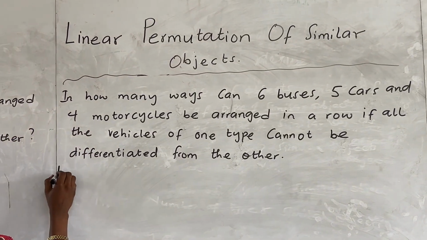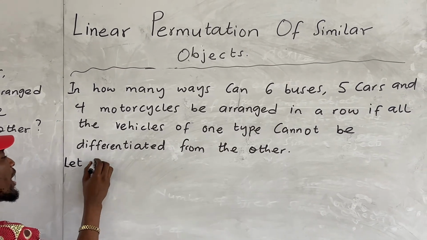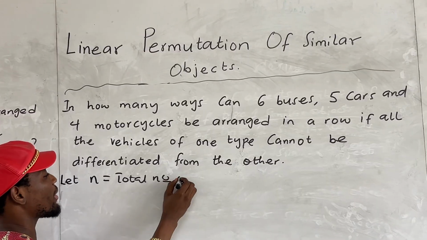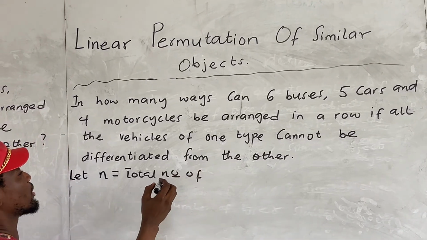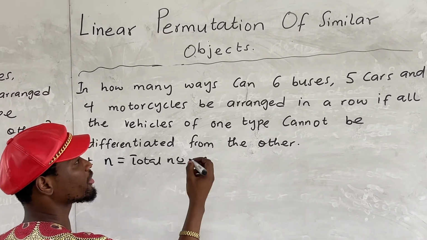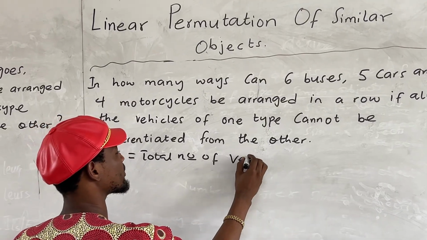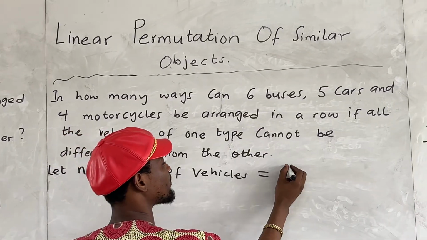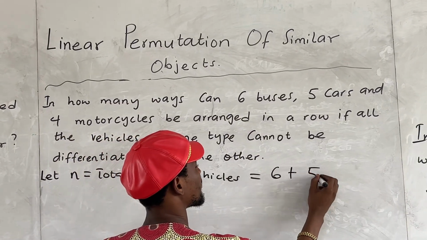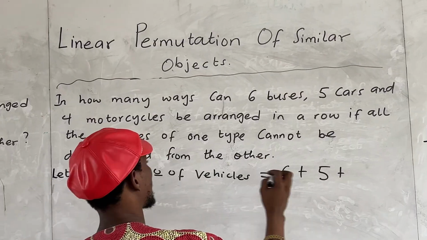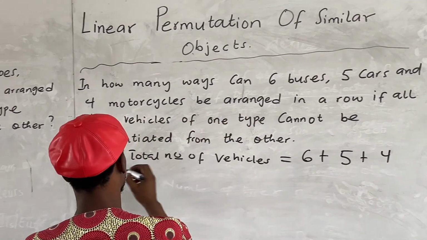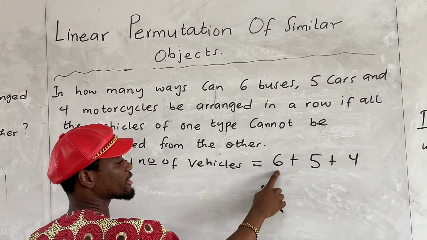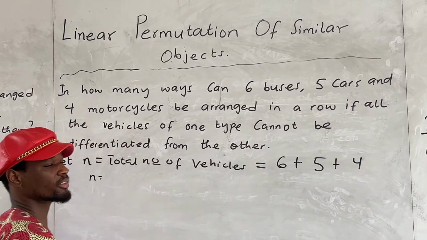Let's denote the total number of vehicles, which is equal to 6 buses plus 5 cars plus 4 motorcycles. So 6 plus 5 plus 4 should give us 15.